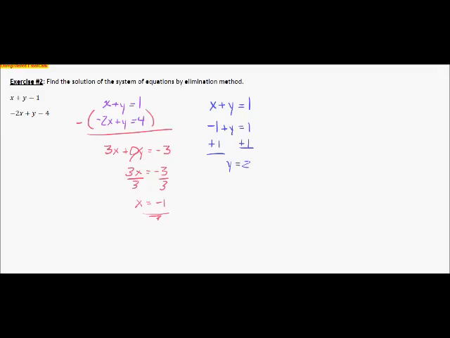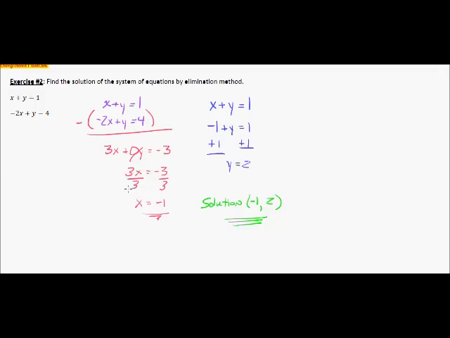So my solution is going to be, what's my x value? My x value is over here. My solution is -1, and the y value is 2. So my solution is -1, 2. And there you have it. We've solved for each variable there.